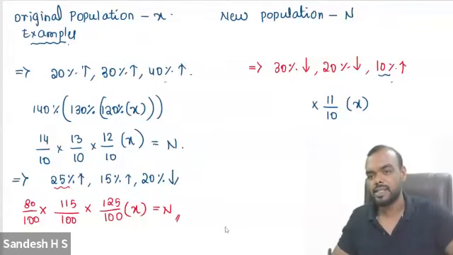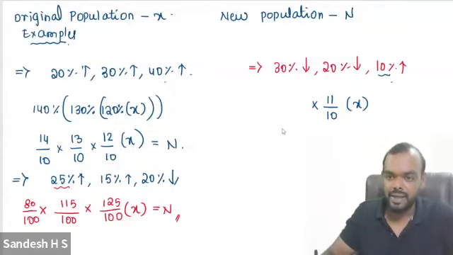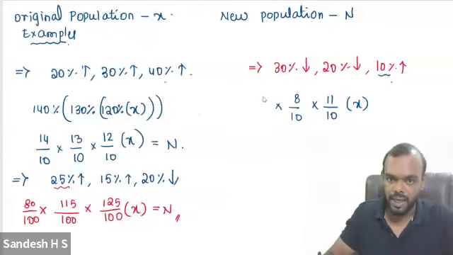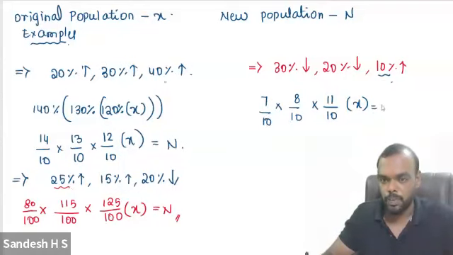20% decrease, 80 by 100, 0, 0 cancel, 8 by 10 into 30% decrease. 70% will be remaining, 7 by 10. If we solve this, we will get a new population N.